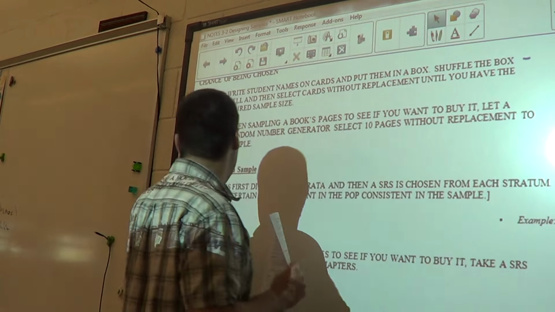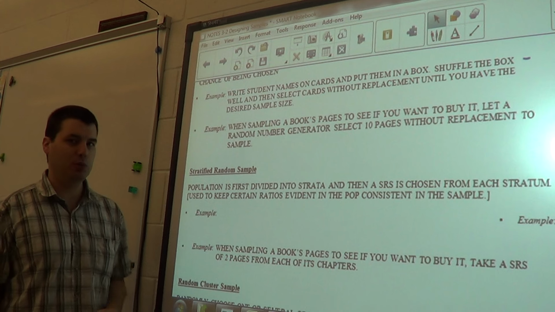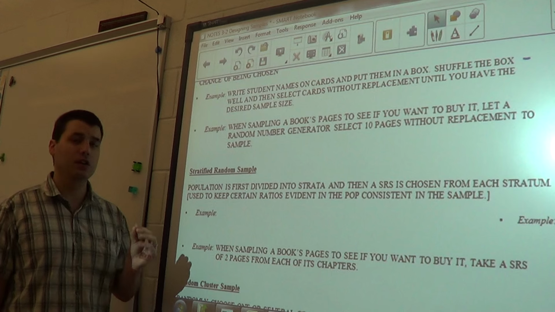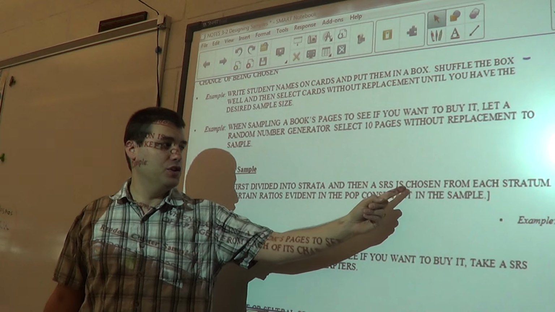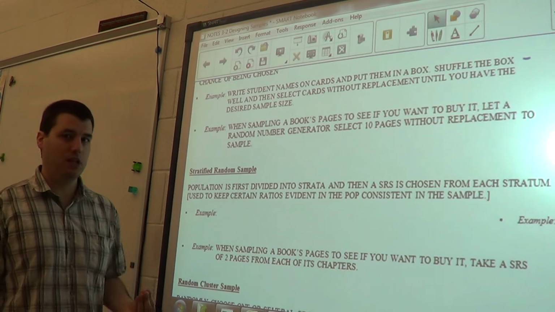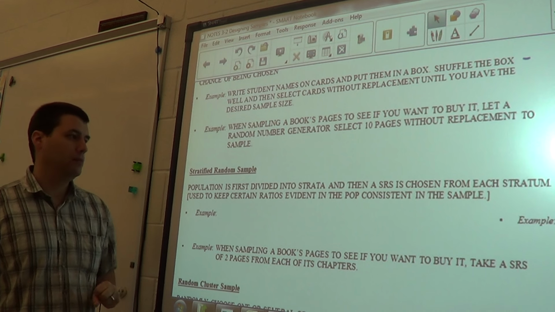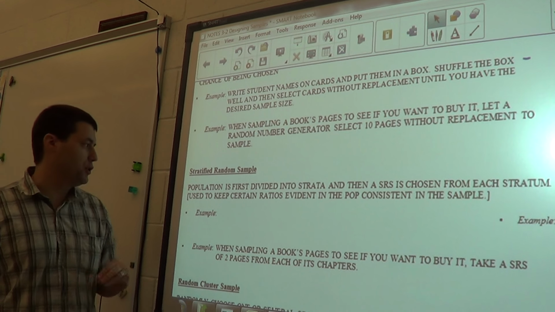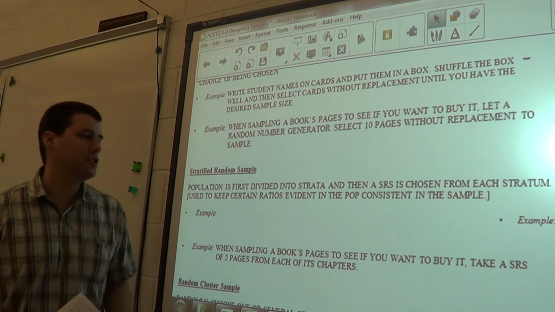The abbreviation is SRS, but we don't call this an SRS. It's a stratified random sample, defined as the population is first divided into strata, plural, and then an SRS is chosen from each stratum, singular. So basically it's broken down into different groups. And then in each group, we get a little chunk, a little sample from each group. This is used to keep certain ratios evident in the population and consistent in the sample.